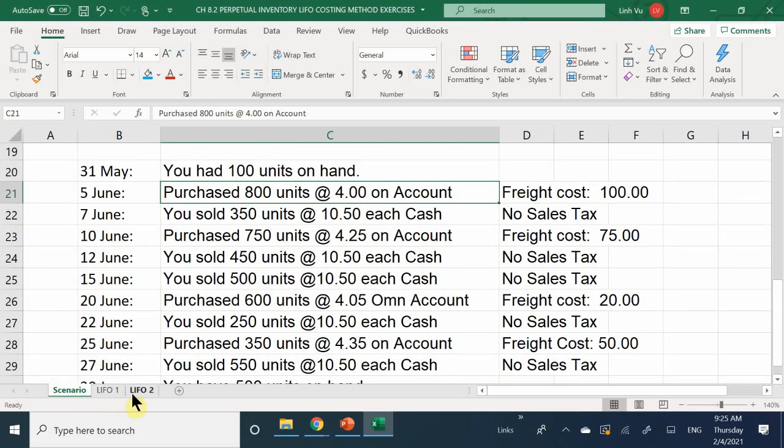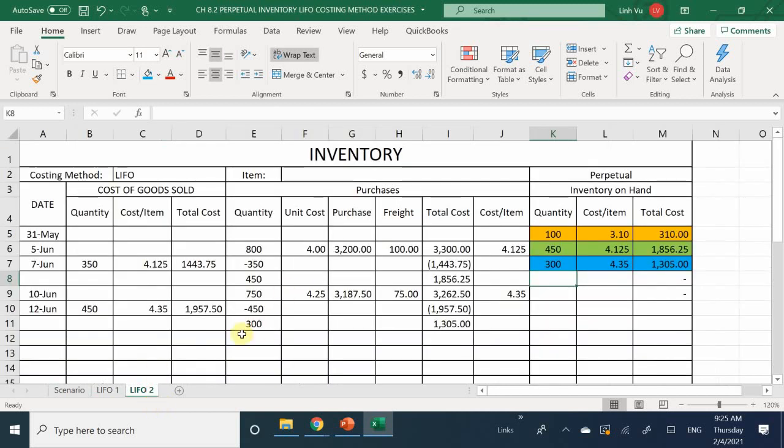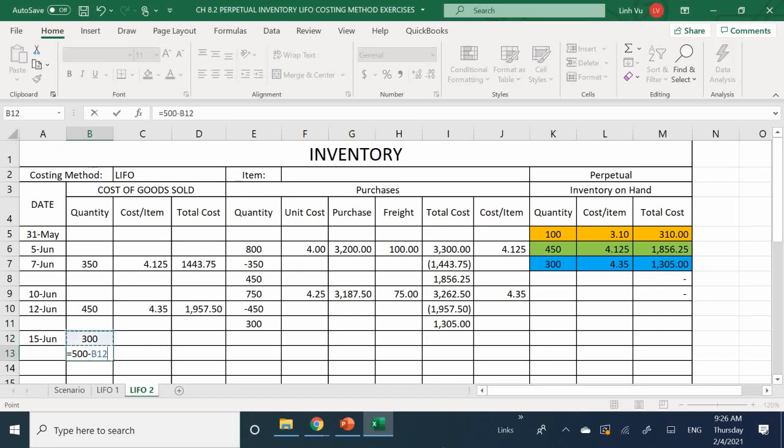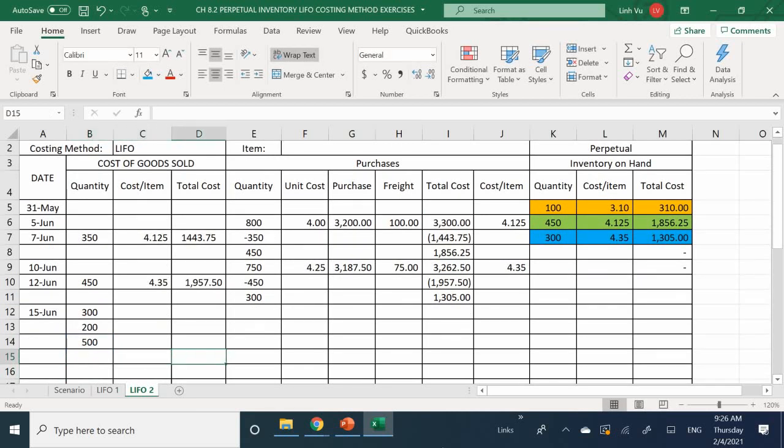Sold 250 units. Yes, we sold another 500 units. Okay. So June 15, we sold 500 units. Now let's see, do we still have enough for 500 from our blue batch? No, we need to split it. So this one we're going to eliminate the 300 and whatever 500 minus the 300 is, so 200. And now this is going to be a calculation.